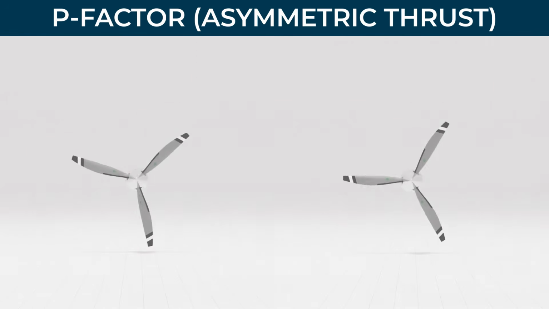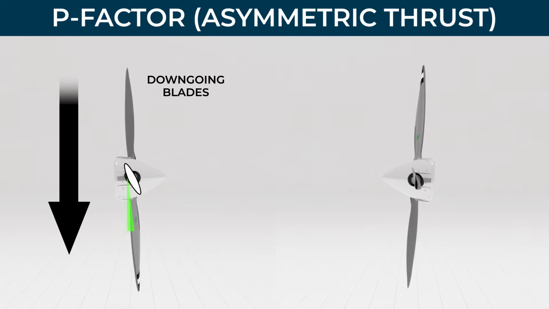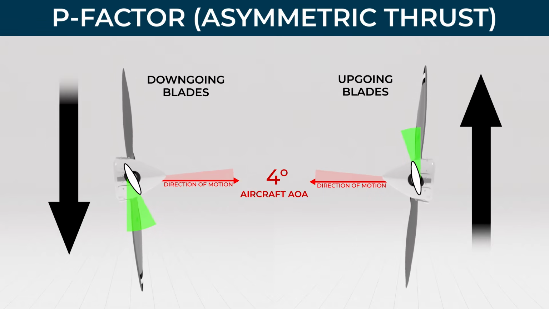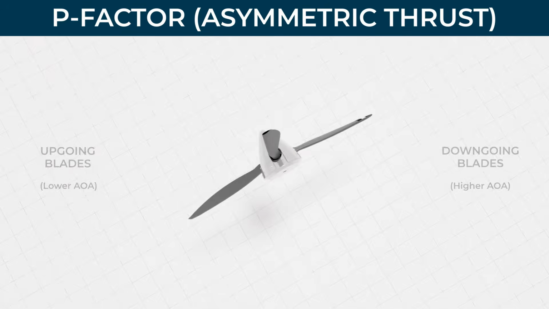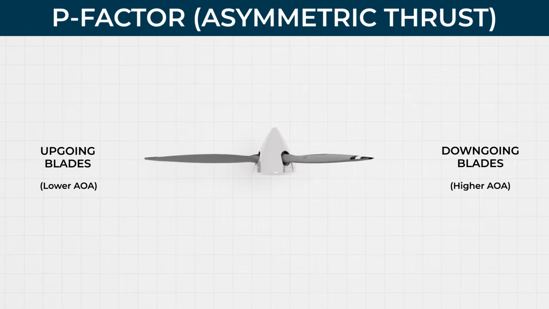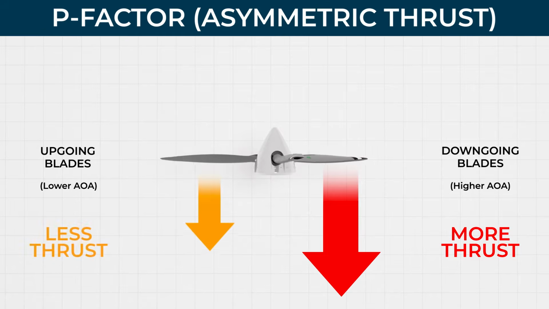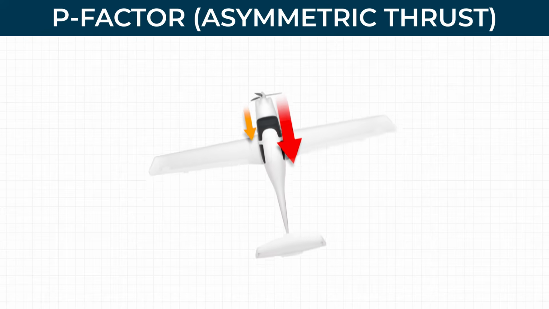P factor, or asymmetric thrust, is a propeller effect where the downgoing blade has a higher angle of attack compared to the upgoing blade. This difference is less significant in straight and level flight, where the aircraft's angle of attack is lower, and more significant when the aircraft has a higher angle of attack. Because the downgoing blade has a higher angle of attack, it takes a larger bite out of the air and creates more thrust than the upgoing blade. So this asymmetric thrust in a single engine aircraft creates left yaw.